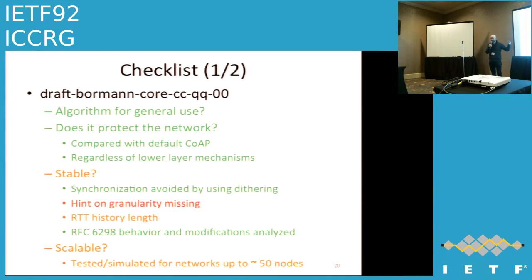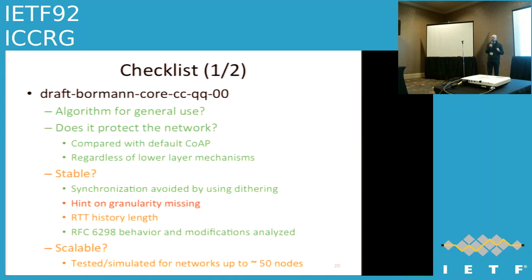It's true that we are missing one comment in the draft currently, which would be to mention which should be the granularity applied in the algorithm. We believe something like a 1 millisecond granularity would be suitable. Also, we have partially considered the RTT history length that we should take into account in this whole set of experiments. And we believe we have taken into consideration the behavior of RFC 6298 and the modifications to this algorithm, for instance, as in the TCP-based algorithms like Linux and Big Hopper RTO.